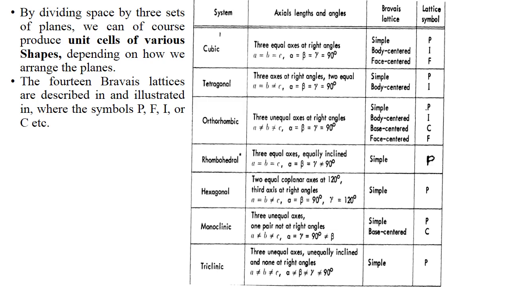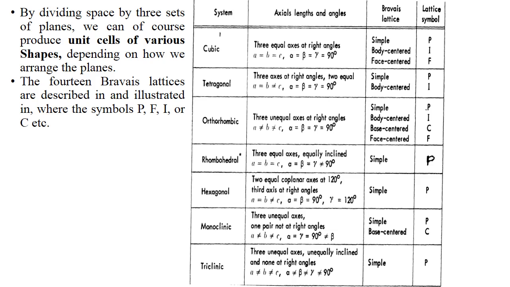Rhombohedral has 1 Bravais lattice, which is only the simple one, denoted by P. Hexagonal also has a single Bravais lattice, which is denoted by P also. And in monoclinic, there are 2 Bravais lattices, simple and base-centered. Simple P and base-centered C. Triclinic has only a single Bravais lattice, which is the simple.